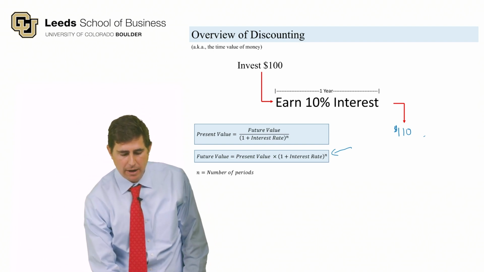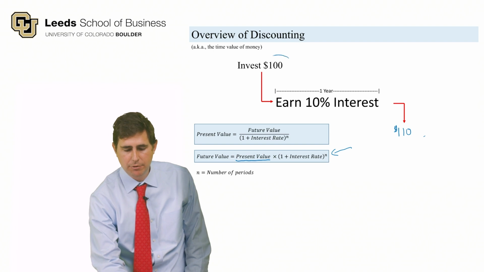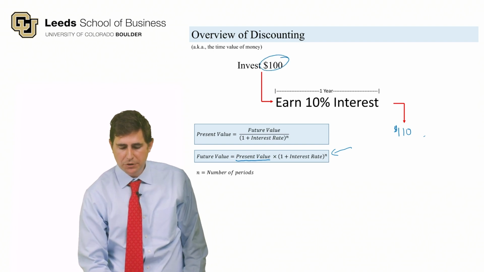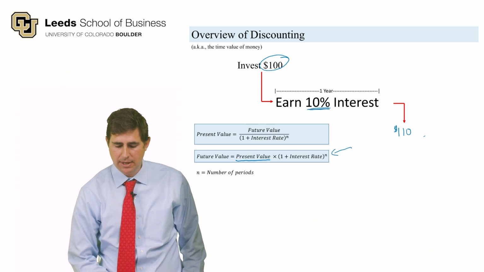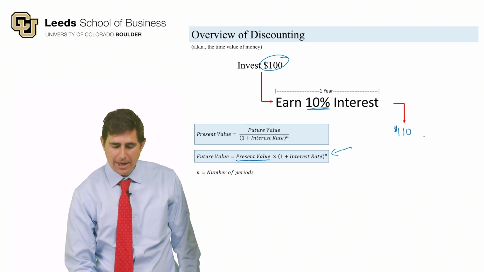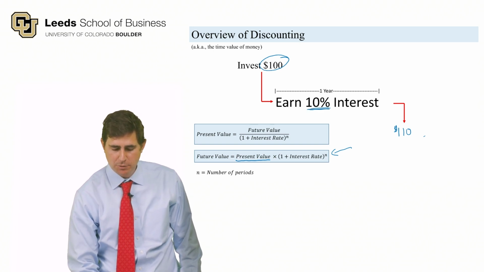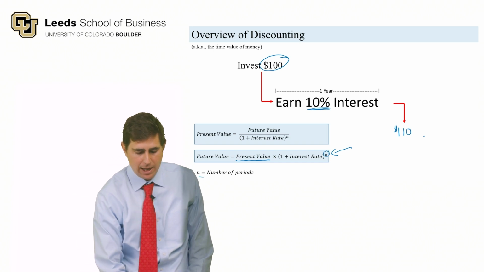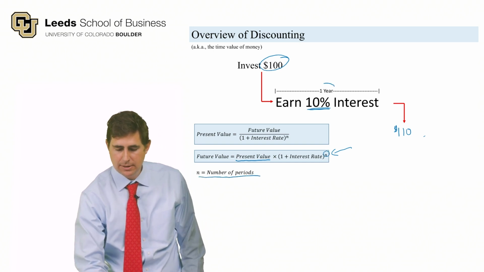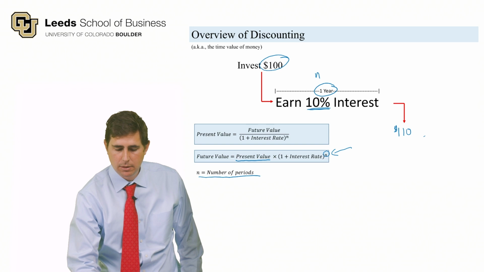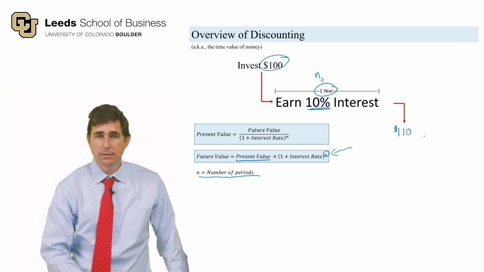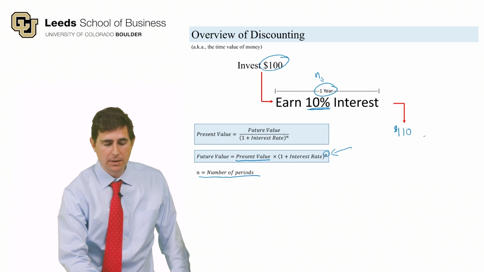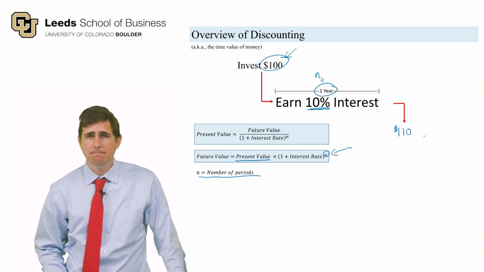You took the present value, so today's value is $100. You multiplied it by 1 plus the interest rate. The interest rate was 10%. And you raised the quantity of 1 plus the interest rate to the power of n, where n is the number of periods. In this case, n equals 1, okay? So the interest rate was 10%, number of periods is 1, and the present value was 100.